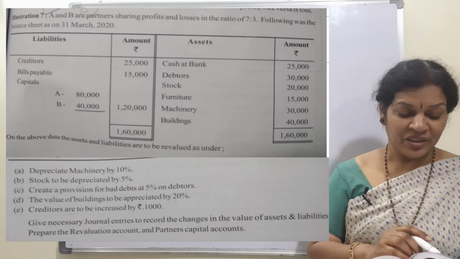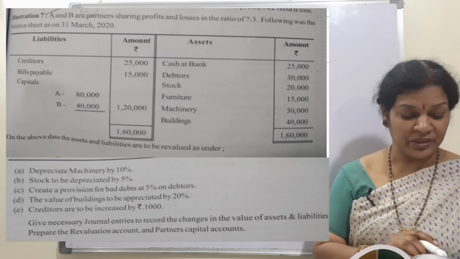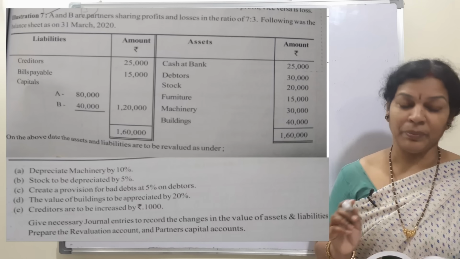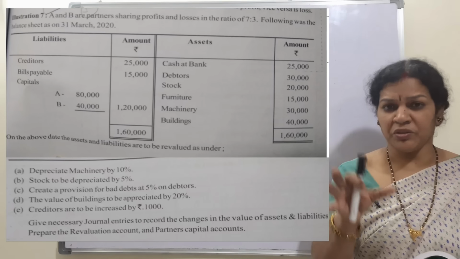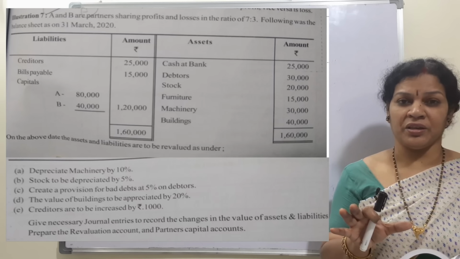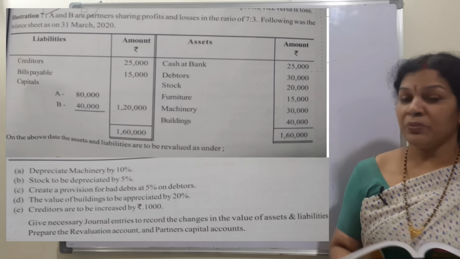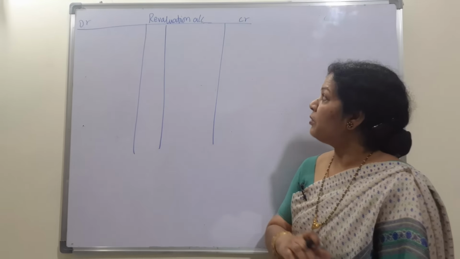Give necessary journal entries to record the changes in the value of assets and liabilities and prepare revaluation account and partners' capital accounts. You note down this problem, it is on the desktop, it will be easy for you to understand. So first we will prepare the revaluation account. What do we write first?